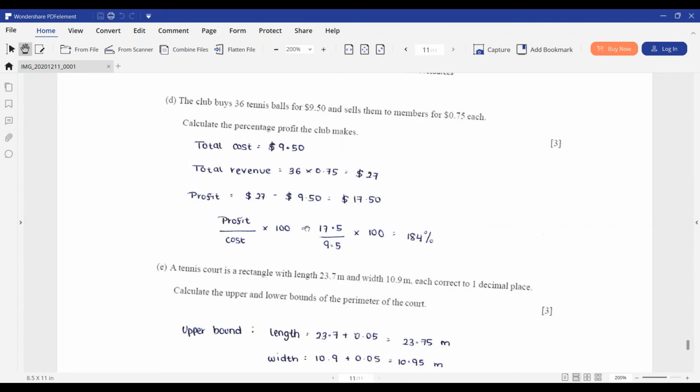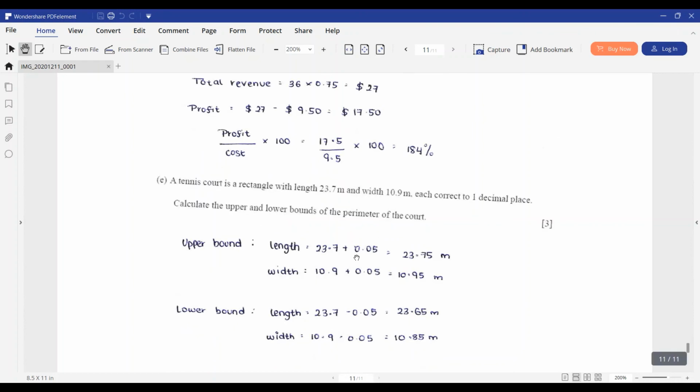So how do we find percentage profit? Percentage profit is profit over cost multiplied by 100. So profit is 17.5 over 9.5 multiplied by 100. So that is equal to 184%. That's the percentage profit the club makes.